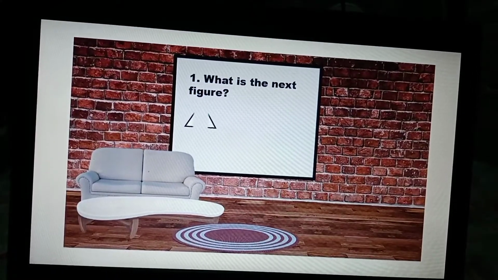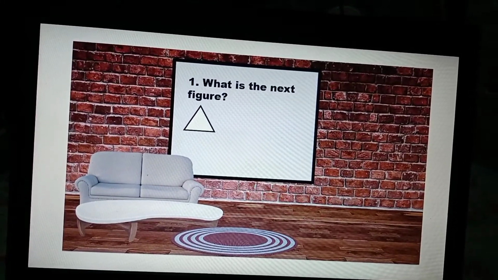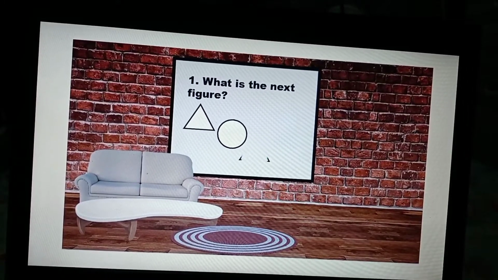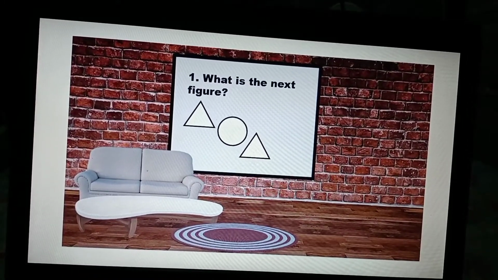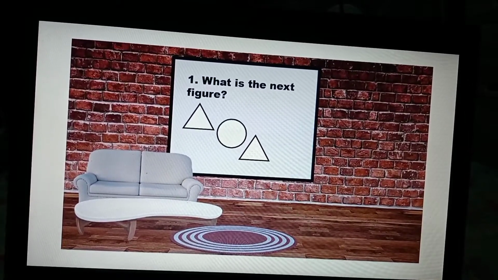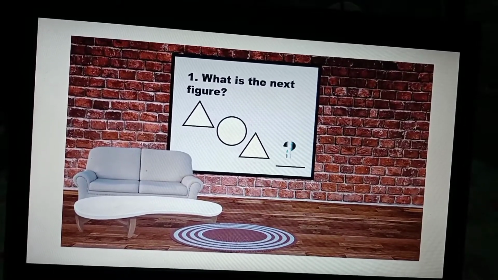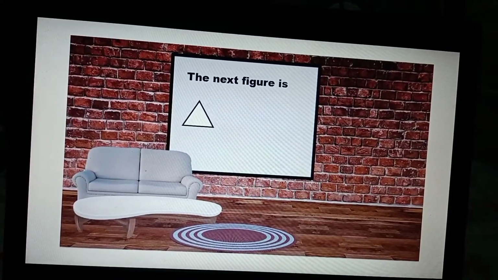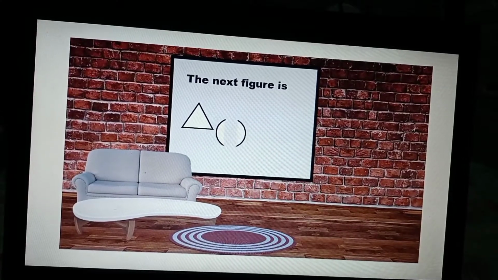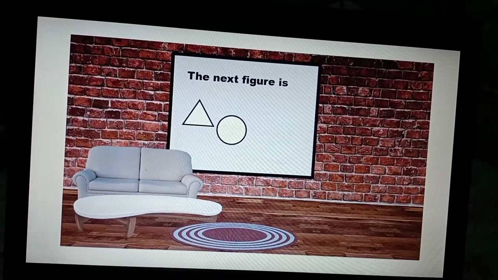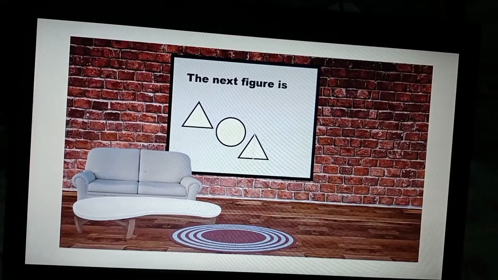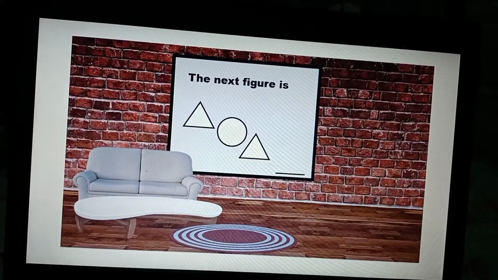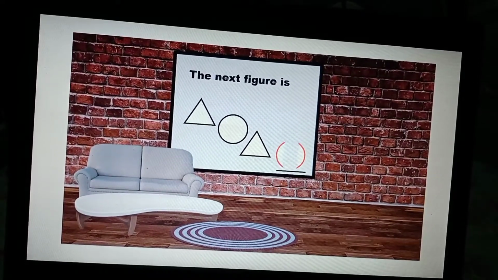Number 1, what is the next figure in the following set of figures? So, triangle, circle, triangle. What is the next figure after the triangle? Well, as you can see, the figures are being repeated. So, we can answer the question through observation that the figures are being repeated. So, we now have triangle, circle, triangle, and then the next figure is a circle.